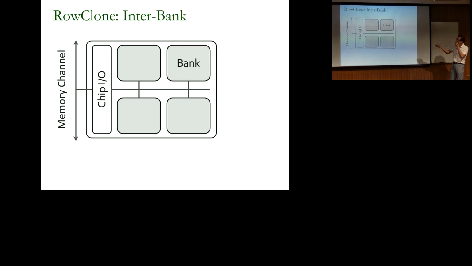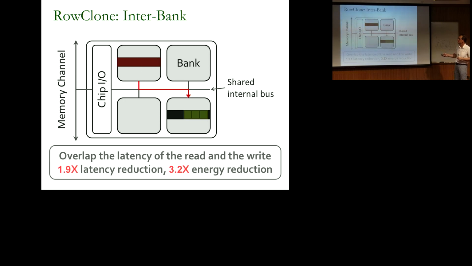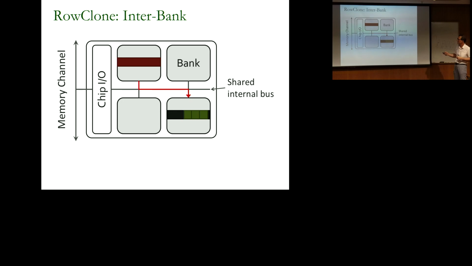Okay, so if you want to do copy more generally inside the DRAM chip, if the source page is in this bank and the destination page should be in this bank, you can actually use a shared internal bus. This requires slightly more modification, but the fundamental circuitry to do this exists. What you can do is put this bank in read mode, put this bank in write mode, and basically, this is the HDMI connection.